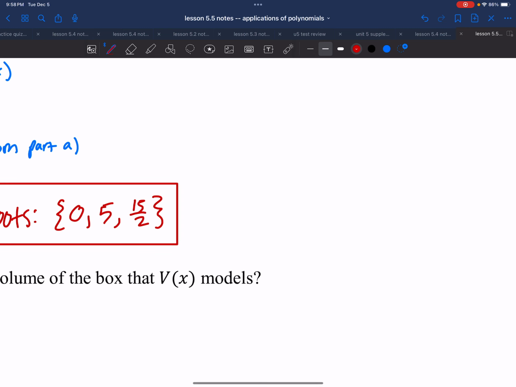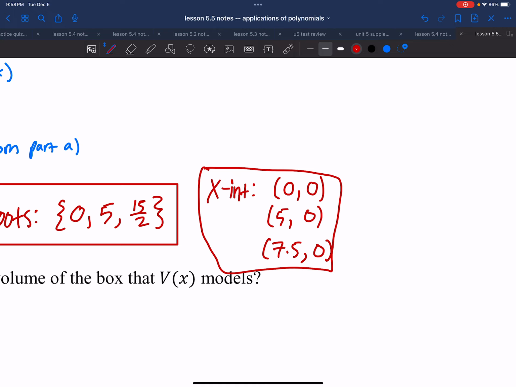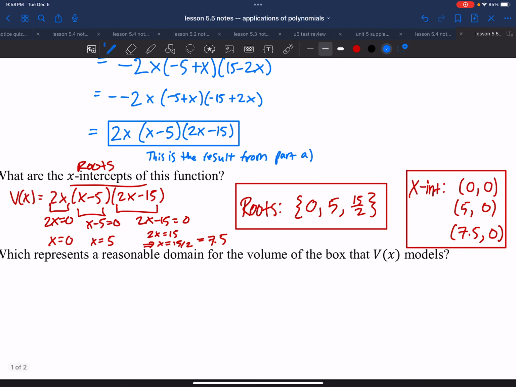You could write the x-intercepts as (0, 0), (5, 0), and (7.5, 0). So maybe another thing to write. Okay? All right, the last piece, this is it for the video.